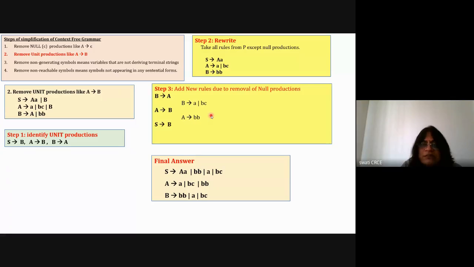And like this for S is equal to B, S is nothing but B. So S is equal to double B and S is equal to A or BC. And then now you combine everything. So S is equal to this small a capital A, double B, A or BC. And then rewrite the answer.